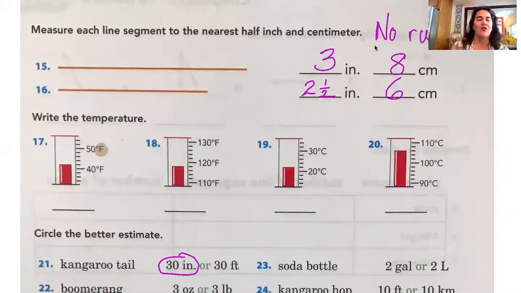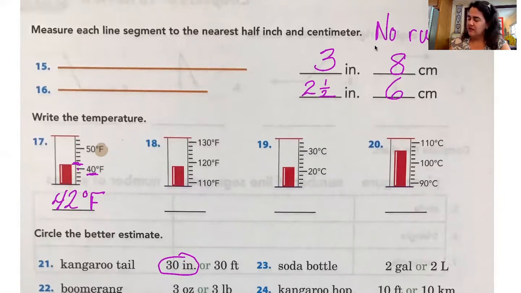6. Okay, writing the temperature. Well, I know I'm gonna need degrees Fahrenheit for this thermometer, and I know that each little tick mark between the multiples of 10 is a 2. So here I start with 40 and I add 1 tick mark, so I have 42 degrees, yes? Excellent. All right, second graders, what's the next one then?